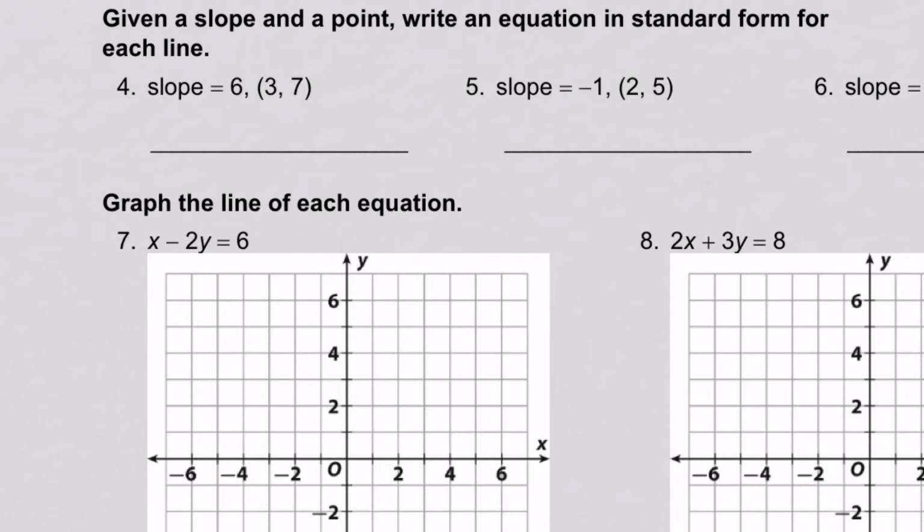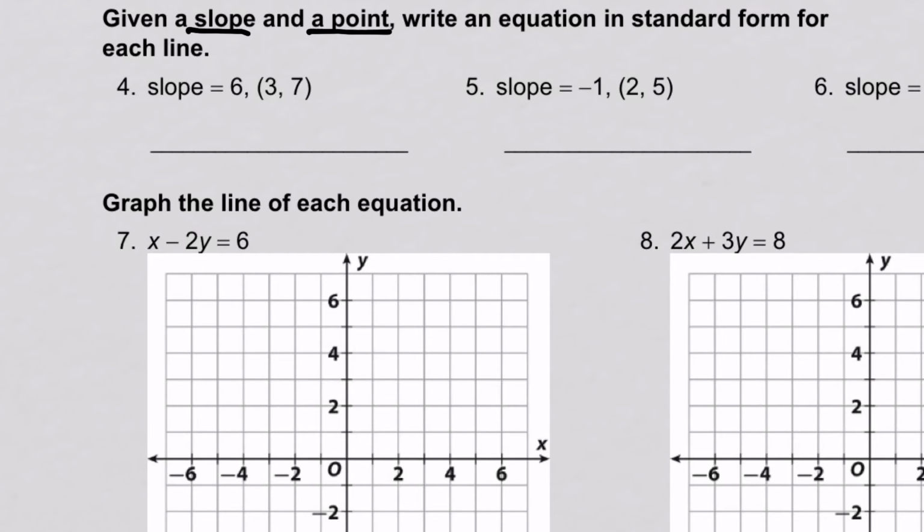Given a slope and a point, write an equation in standard form for each line. At this point, you have the option of using point-slope form or slope-intercept form. Either one is going to get you to the same goal. But since they gave me the slope and a point, what makes more sense here is to use point-slope form. So I'm going to use point-slope form right now in all 3 of them so that we don't lose anybody. Every single one is going to be done using point-slope form right now.